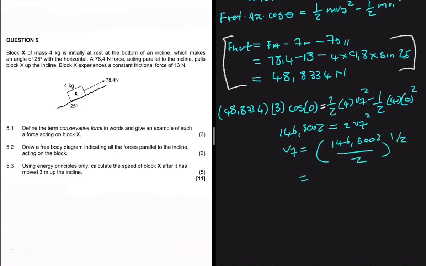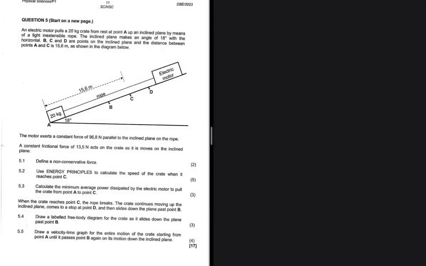We're dividing both sides by 2 and taking a square root on both sides. You know, it's the same as just taking something to the power half. And if we do that, we're getting a Vf of 8.56 meters per second.